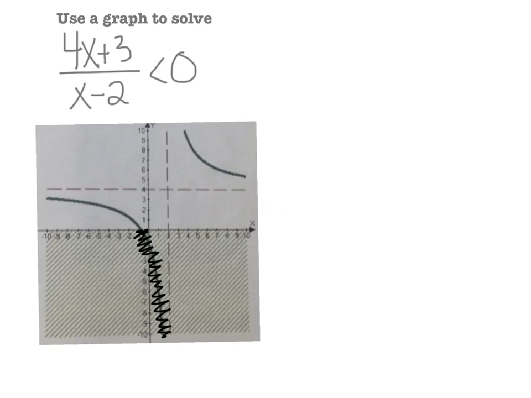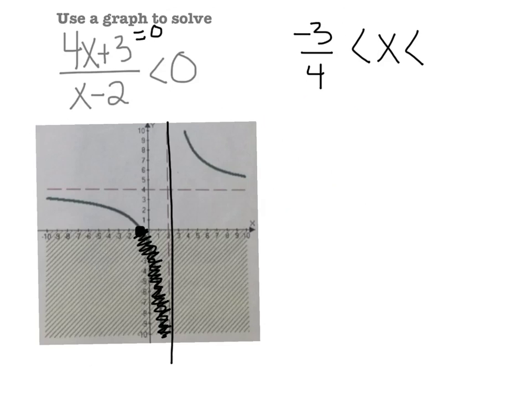And we want to know what x's go along with that. So we can find out that that value right there, that's your x-intercept. And remember, to find your x-intercept, you just set the numerator equal to 0, so that would be negative 3/4. Negative 3/4 is less than x is less than, and then it's not going to go any further right than this asymptote because it's like a force field wall that it can't pass, so that's at 2. So our x's are only between here and here, and that would be from negative 3/4 to 2.